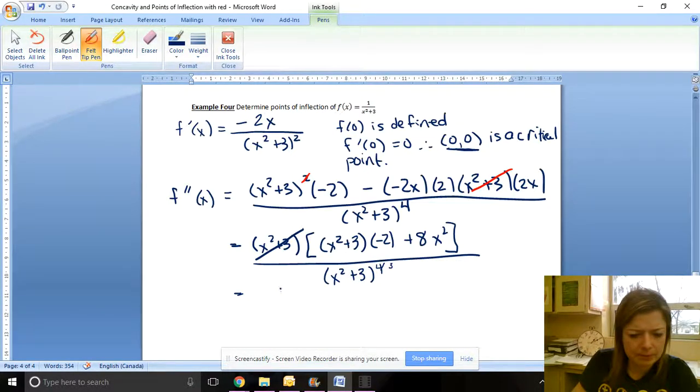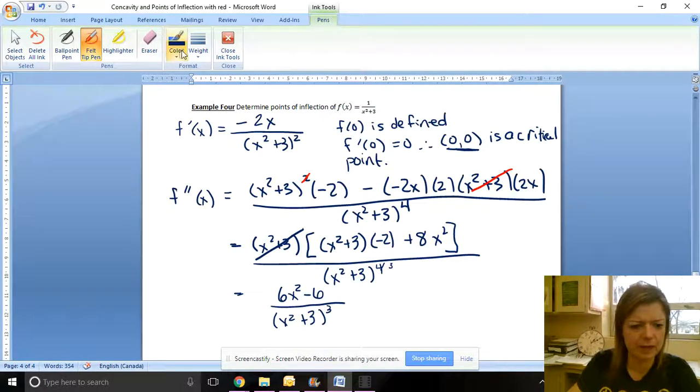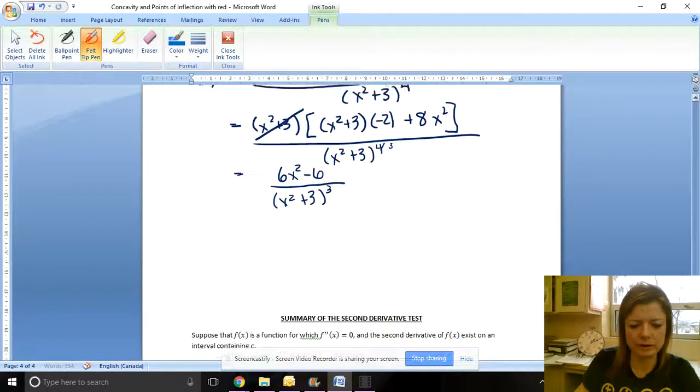So you end up getting 6x squared minus 6 all over x squared plus 3 to the power 3, and that's your second derivative. So now we want to set that second derivative equal to 0 in order to see a possible point of inflection. I'm just going to do that over here because I'm running out of space.